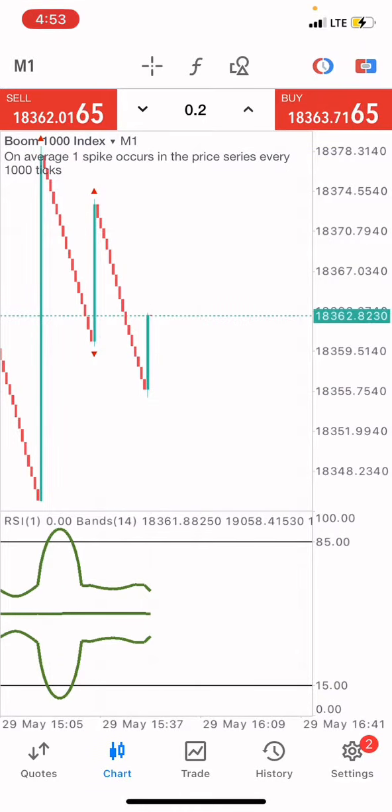So for you to successfully use indicator-based strategies, you need to have an idea of how the market actually works, right? You need to actually have an idea of the market with your naked eyes without the indicator, so that you make the best of the indicator strategies, right?